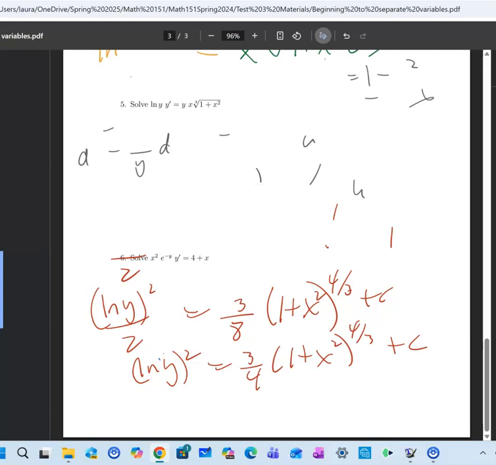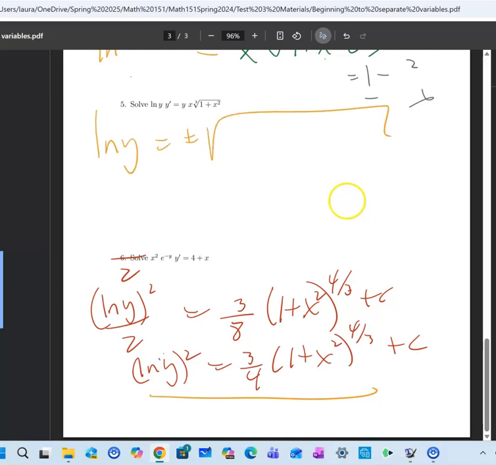Again, we'll be solving for the c soon, and so that'll tell us whether it is the positive or the negative. But for now, let's just take the square root. So from here, I'm going to say ln of y equals plus or minus the square root of 3/4, 1 plus x squared, I meant to put the x squared there, to the 4/3 power plus c.